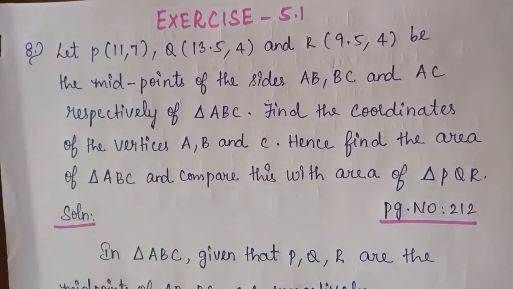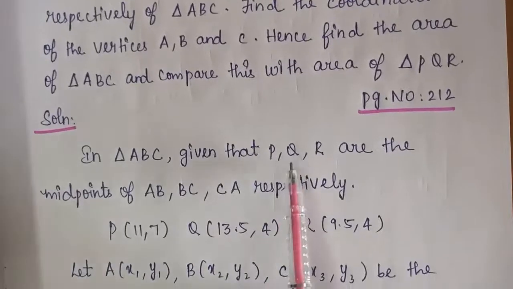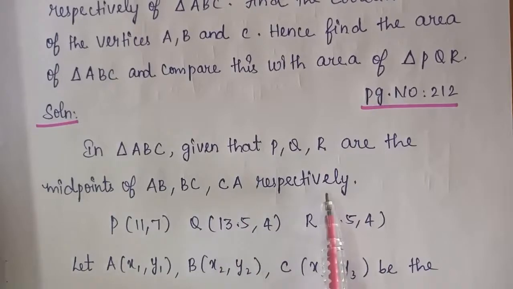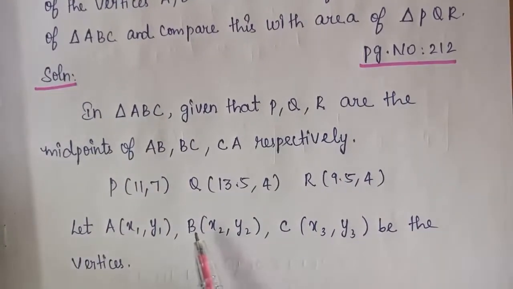the page number 212. So solution: in triangle ABC, given that P, Q, R are the midpoints of AB, BC and CA respectively. These 3 points are given in the question: P(11, 7), Q(13.5, 4) and R(9.5, 4). But we don't know the vertices A, B and C. So let us consider A(x1, y1), B(x2, y2), C(x3, y3) be the vertices.